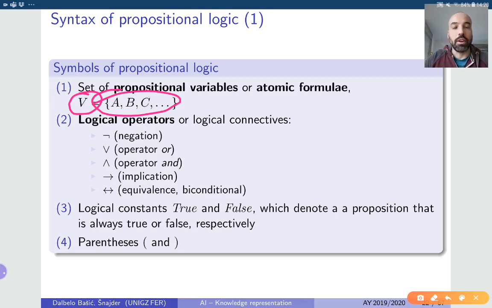Variables. Then we're going to have logical operators, so the connectives for negation, for the OR operation, and implication and equivalence. And we are going to introduce two logical constants, true and false, which basically denote a proposition that is always true or false, respectively. And finally, we need parentheses in order to be able to group the formulas and build larger formulas.